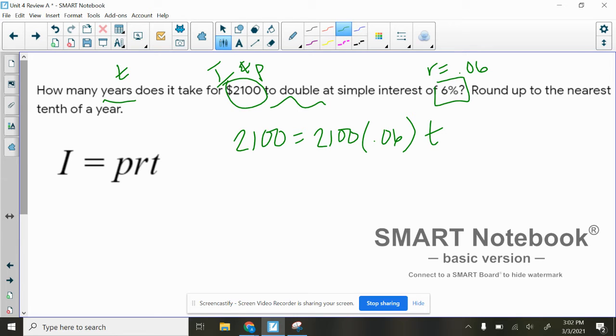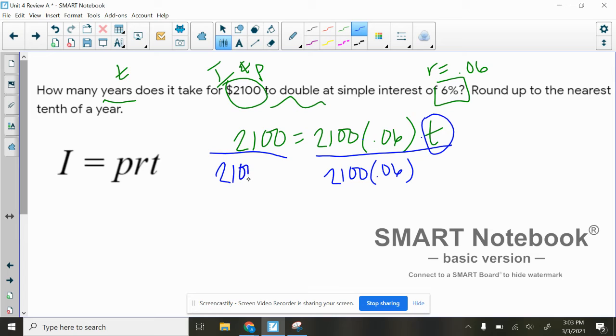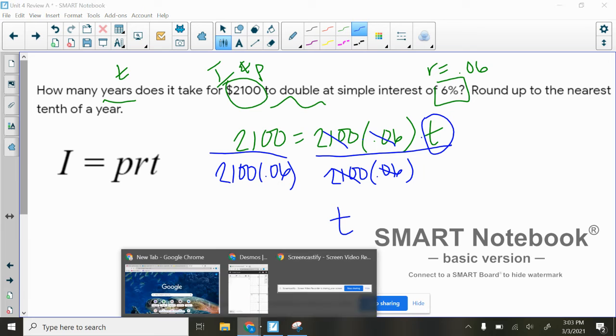And we need to solve this. I want to solve this for t. Right now, t is being multiplied with those principal and rate values. So what I'm going to do is divide those off. And anything I do to one side, I do to the other. So I'm going to divide off on both of these. Okay, so we know this is going to cancel, this is going to cancel, so that we just have our time value. And we're going to go to Desmos.